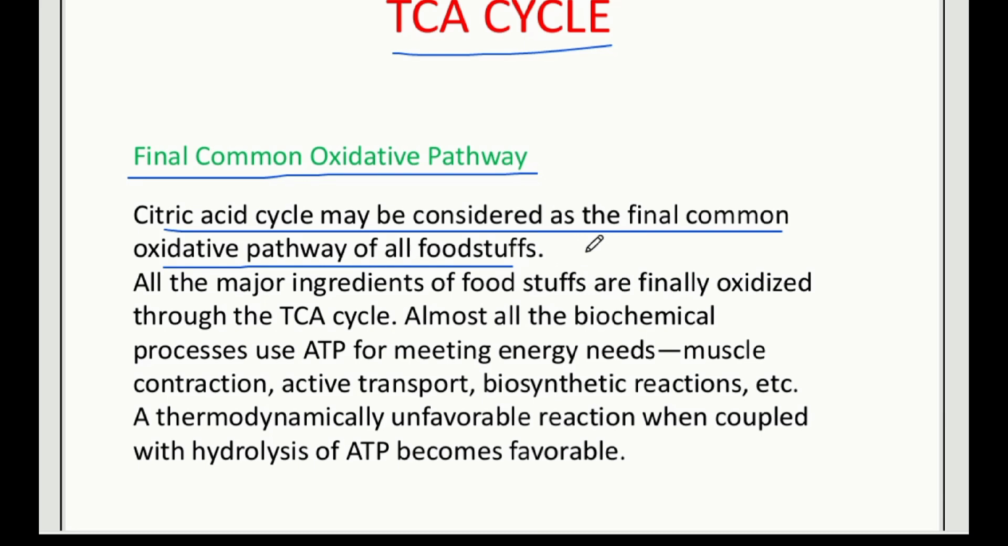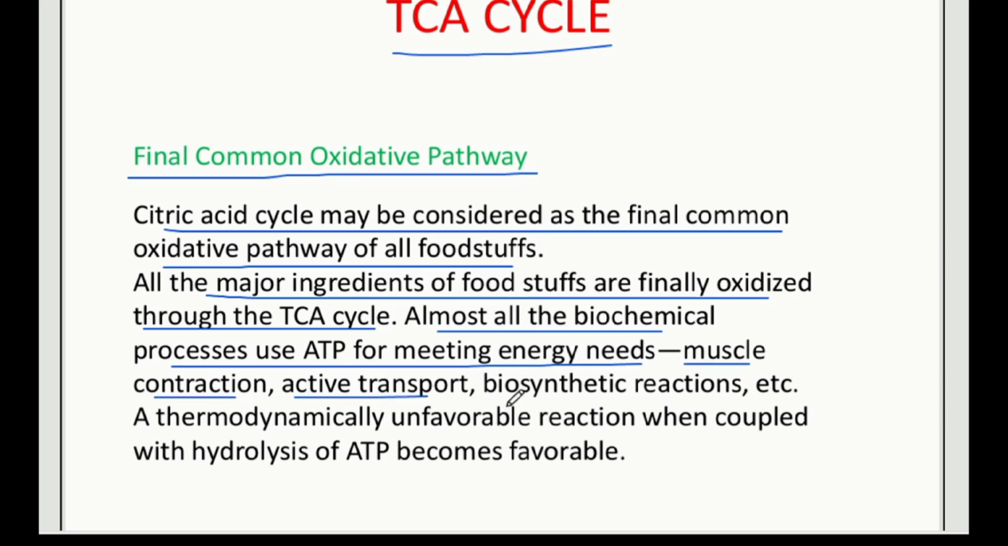All the glucose, fats, amino acids coming in the TCA cycle. All the major ingredients of foodstuffs are finally oxidized through the TCA cycle. Almost all the biochemical processes use ATP for meeting energy needs, that is for muscle contraction, for active transport, for biosynthetic reaction, etc. So where is the TCA cycle going on? TCA cycle is going on in the matrix of the mitochondria.